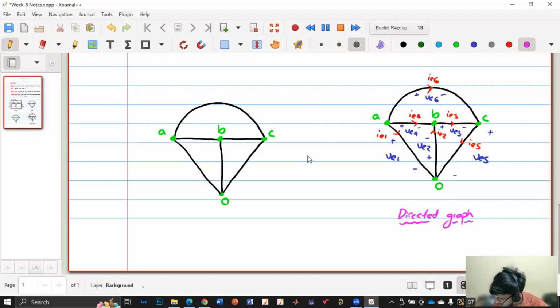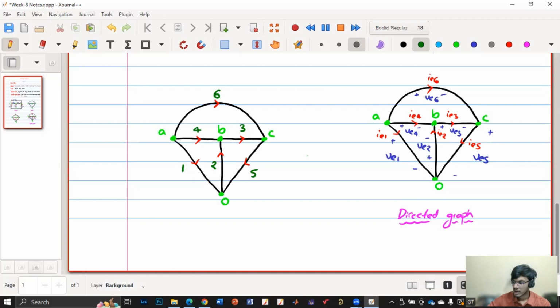So this is the graph. Now we'll consider the current direction, but not any name. So IE6, IE4, IE1, then IE3, then IE2, then IE5. So we have considered the current direction. Now comes the naming. Now we are not mentioning IE6, IE2, nothing. We'll just mark each branch as a number. Using the same convention, this is our sixth branch, this is our fourth branch, this is our first branch, this is our second branch, this is our third branch, and this is our fifth branch.